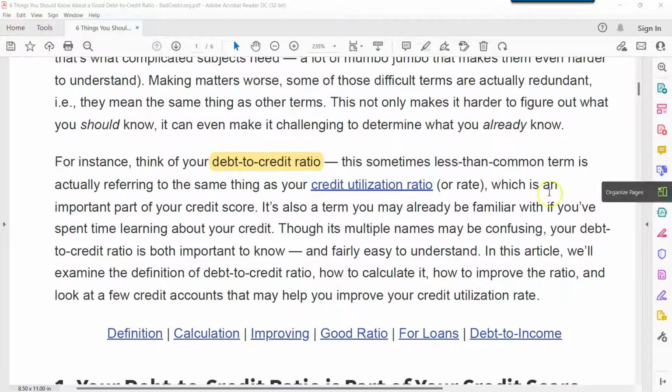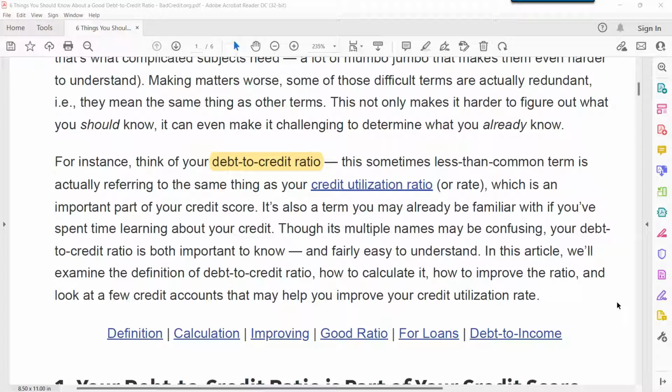So we want to make sure that we remember that utilization term. That is going to be something you'll see a lot when it comes to the debt-to-credit ratio, when it comes to financing with your creditors. They'll tell you about this kind of thing if it's a problem, which is an important part of your credit score. It's also a term that you may already be familiar with if you've spent some time learning about your credit. Though its multiple names may be confusing, your debt-to-credit ratio is both important to know, and fairly easy to understand.